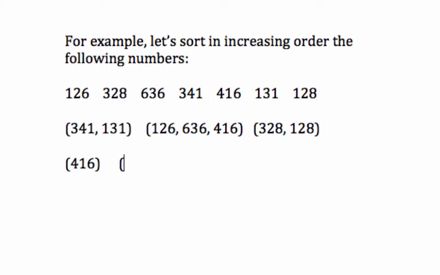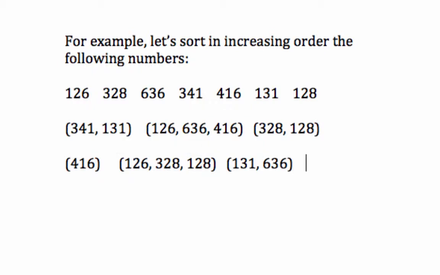Next group, numbers with 2 in the middle. And I see that I have 126 and 328 and 128. So those are the 3 numbers that have 2 in the middle. My next bucket will be numbers with 3 as their second digit. So I see that I have 131, 636. So I'm going to write in here 131 and then 636, and I'm done with that.